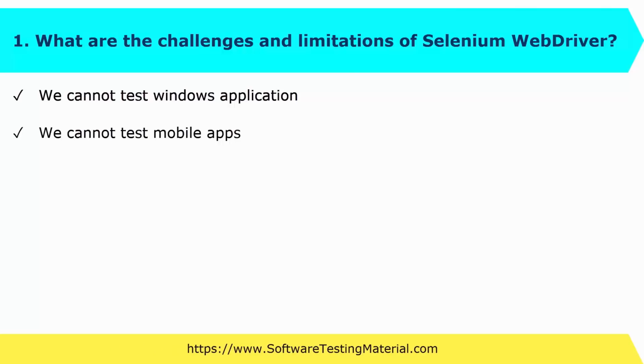But there is a solution for this. You can use Appium to handle iOS and Android native, mobile and hybrid apps using the WebDriver protocol. Limited reporting. With Selenium, you cannot generate a good report, but there is a workaround. You can generate reports using TestNG or Extent Reports.